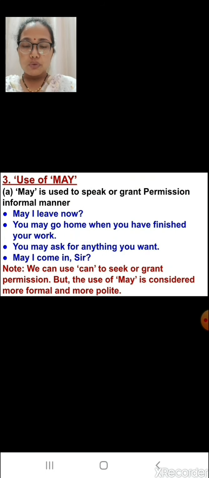Now let us see number 3, the use of may. May is used to seek or grant permission in a formal manner. For example, number 1, may I leave now? Number 2, you may go home when you have finished your work. Number 3, you may ask for anything you want. Number 4, may I come in, sir? We can use can to seek or grant permission, but the use of may is considered more formal and more polite.